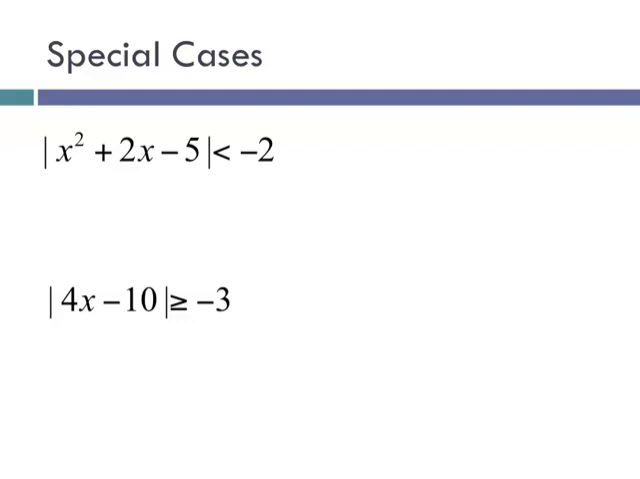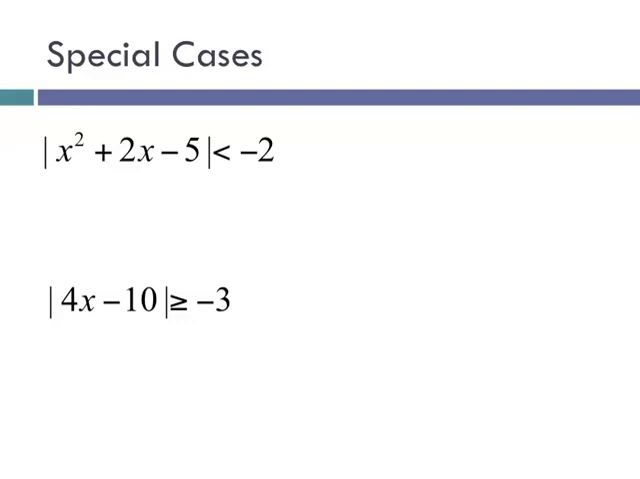This is saying that whatever expression you get on the left, and you take the absolute value of that, is going to be less than -2. Now we know that once you take the absolute value of anything, it's always going to be either 0 or positive. Is there any chance that it could be negative? Well, no.